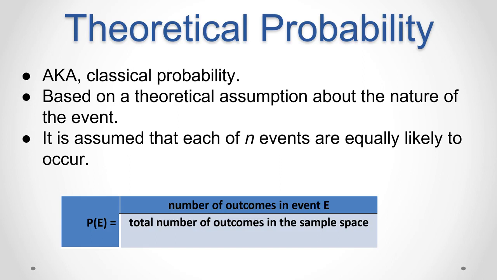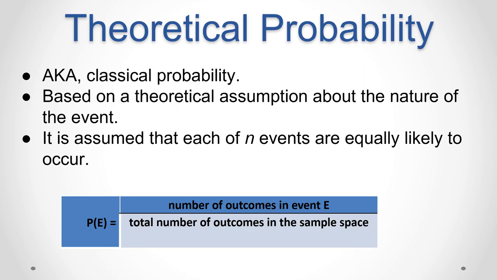We calculate theoretical probability as the probability of event E equal to the number of ways that event E can occur divided by the total number of possible outcomes. So the numerator is the number of outcomes in event E, and the denominator is the number of outcomes in the sample space.